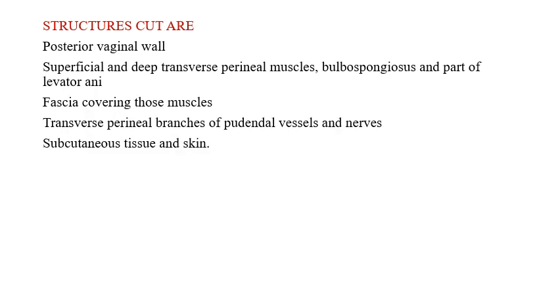What are the structures cut during an episiotomy? The posterior vaginal wall, superficial and deep transverse perineal muscles, the bulbospongiosus and part of levator ani muscles, then fascia covering these muscles, transverse perineal branches of pudendal vessels and nerves, subcutaneous tissue and skin.